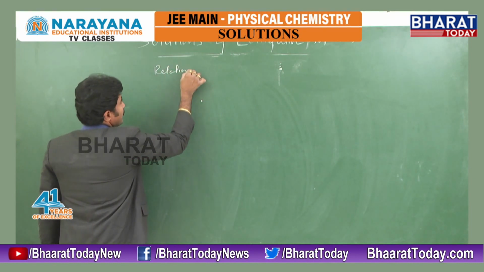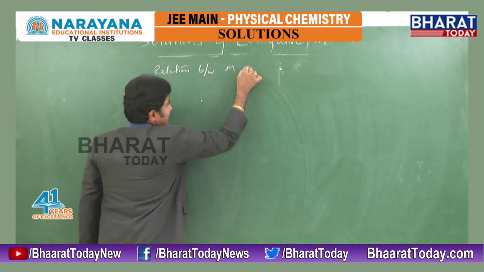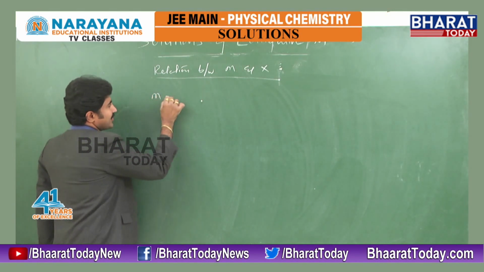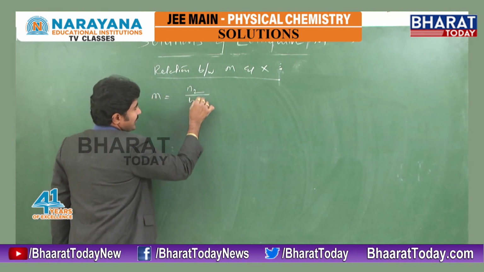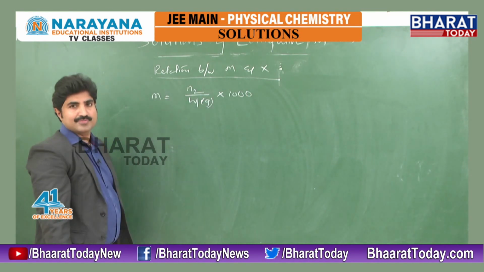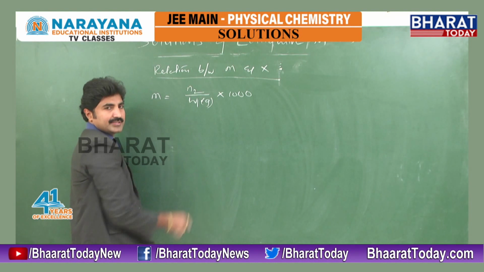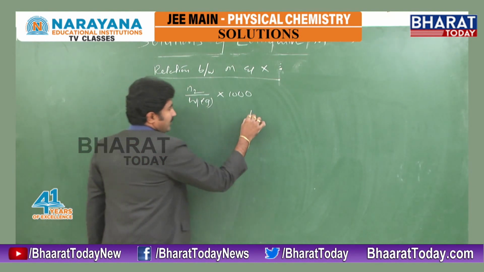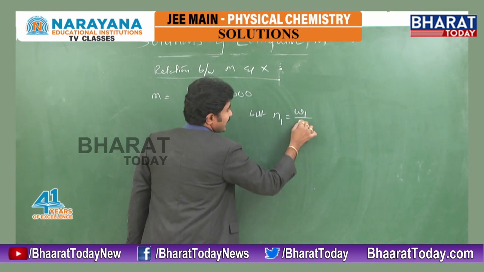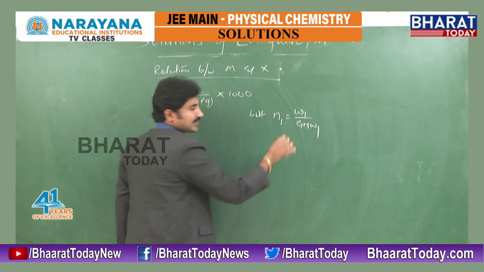Relation between molality and mole fraction. Here we know molality is number of moles of solute by weight of solvent in grams into 1000, the number of moles of solute present in 1 kg of solvent. But what about the number of moles of solvent? It is W1 by gram molecular weight of solvent.